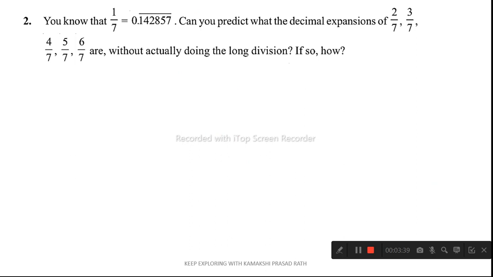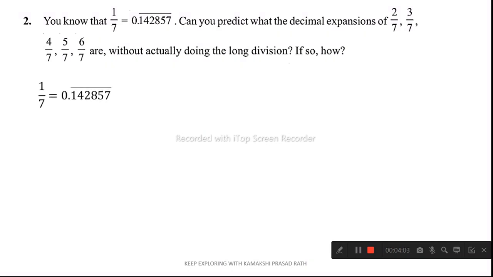The next question: you know that 1 by 7 is 0.142857 with a bar. Can you predict what the decimal expansions of 2 by 7, 3 by 7, 4 by 7, 5 by 7, 6 by 7 are without actually doing the long division? If so, how? That means we need not do the long division again to find the values of 2 by 7 and 3 by 7 and so on. So let's see how it is done.